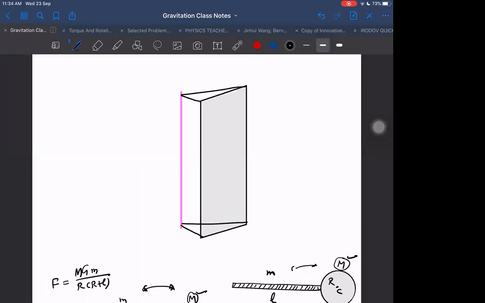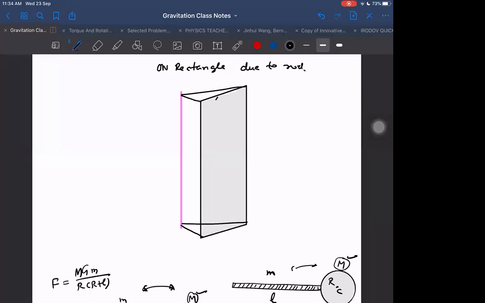Now I want to find out the force on the rectangular part due to the rod element. Last time I found the opposite: the force on the rod due to this rectangular part. But now I'm finding the force on the rectangle due to the rod. I'm doing the opposite this time.